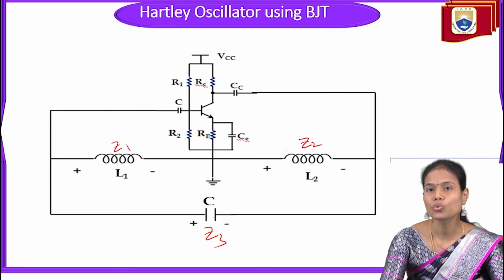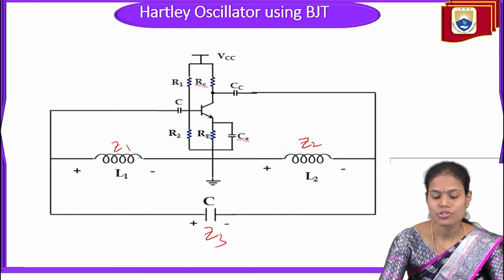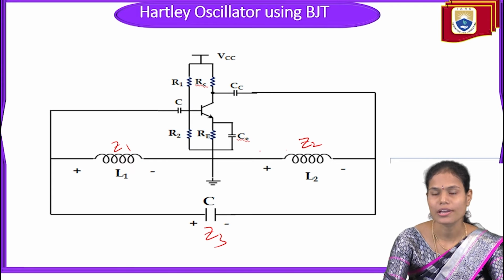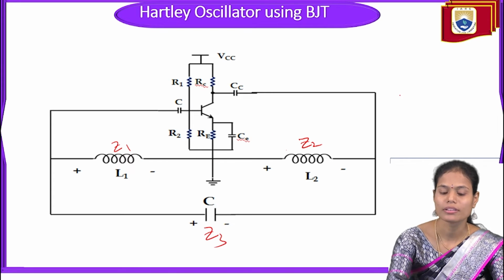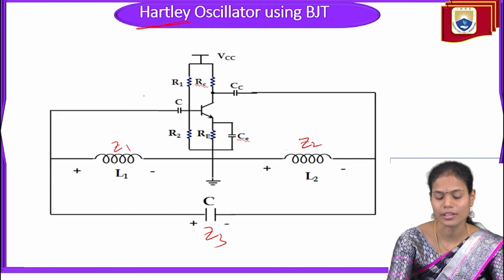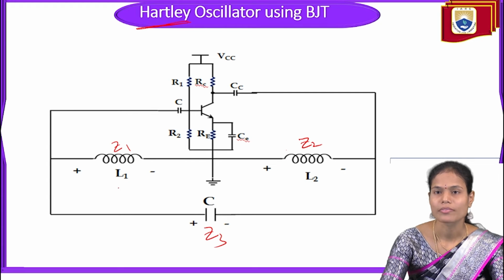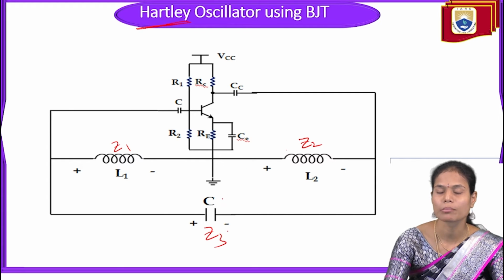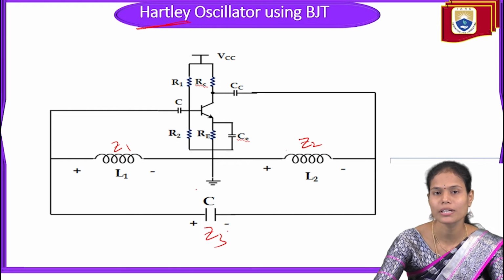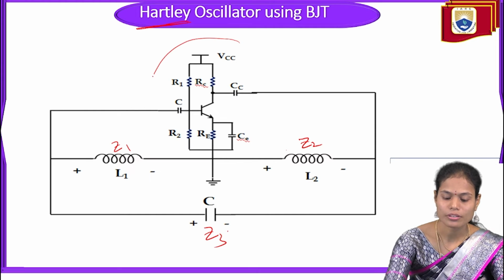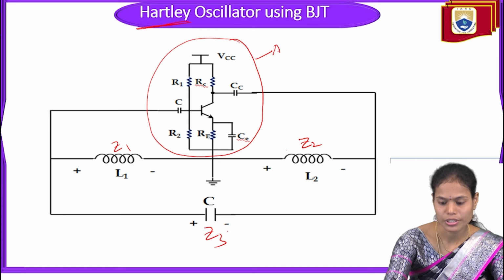Here we are taking 2 combinations. In one, Z1 and Z2 are inductors and Z3 is a capacitor, and in that case we get the Hartley oscillator. Or else, if we take 2 capacitors and 1 inductor, that becomes the Colpitts oscillator, which is another kind of oscillator. We are trying to design different feedback circuits in order to generate different variations in the waveforms.